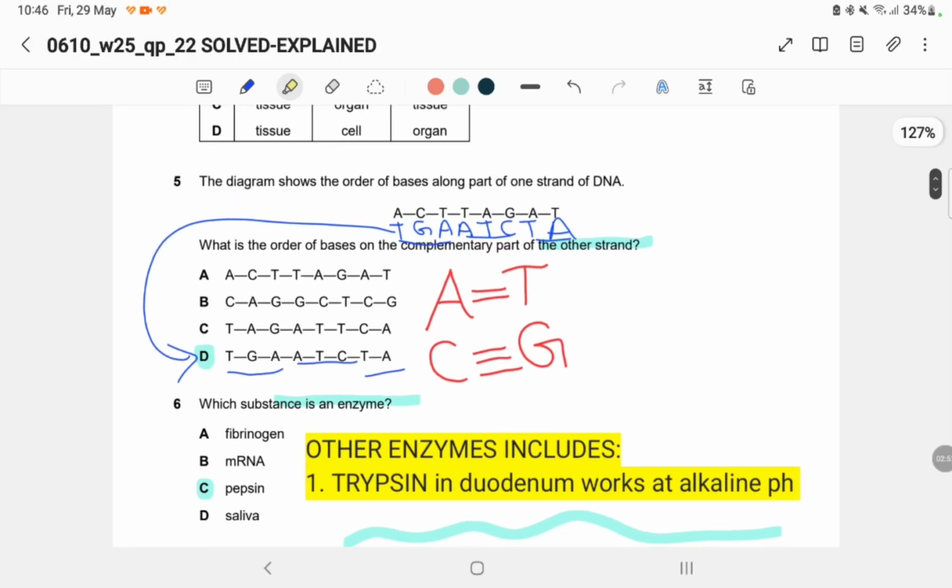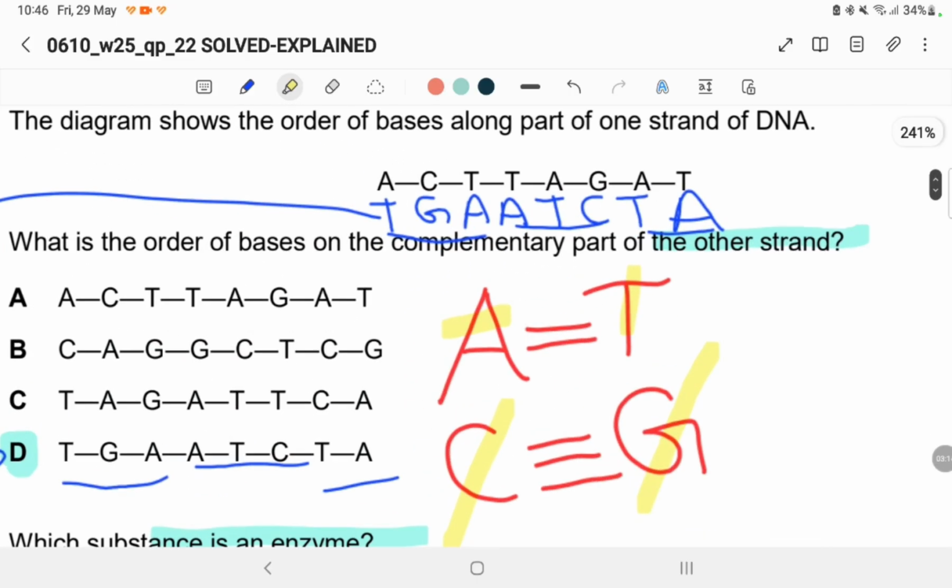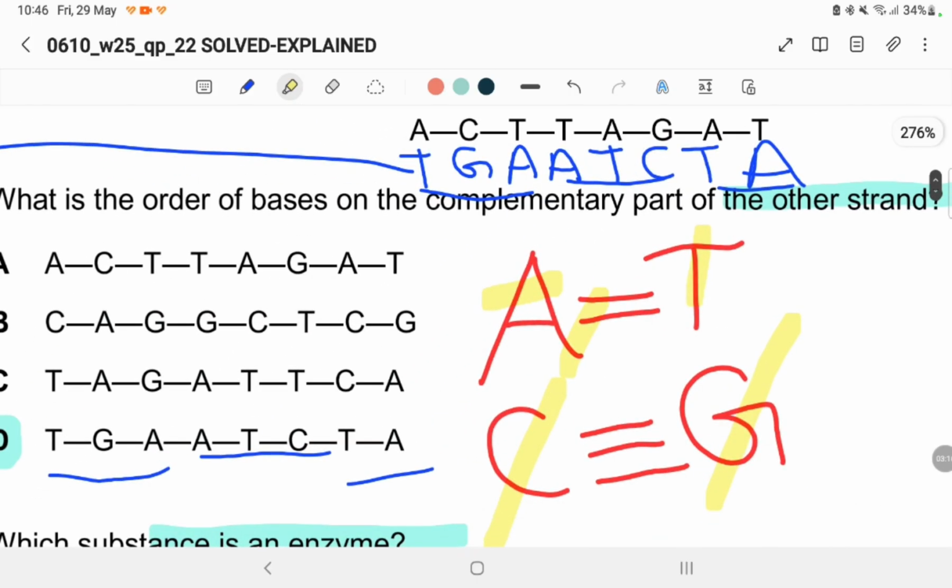Now moving on to question number 5. Question number 5 is basically very easy. Just memorize this trend and you will be good to go. A will always be pairing with T. So adenine, thymine, cytosine, guanine. Adenine will pair with a double bond with thymine, and cytosine will pair with a triple bond with guanine. I had written it for you here so that you can understand it better.